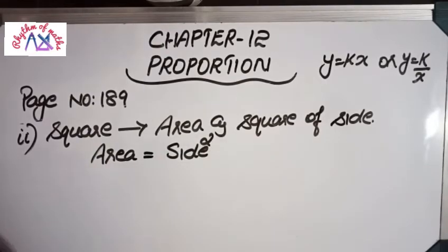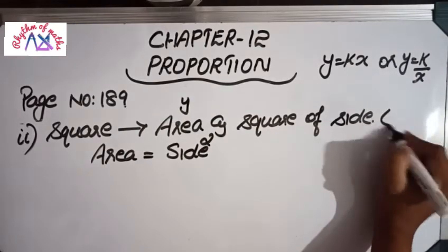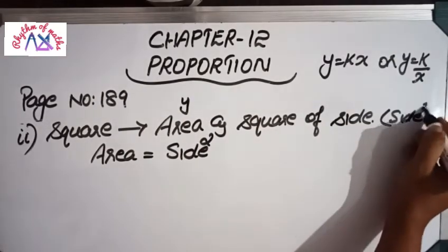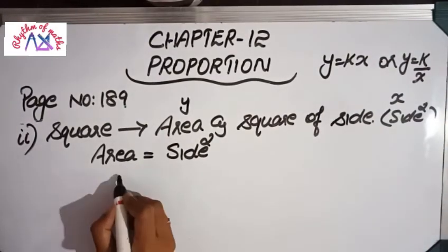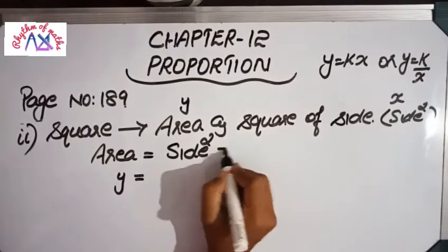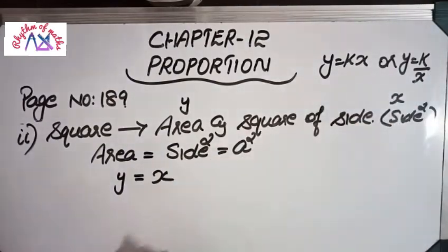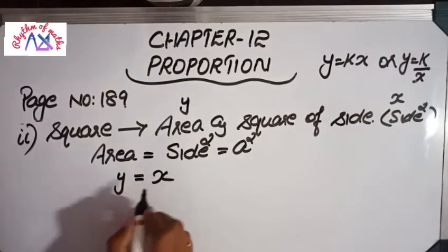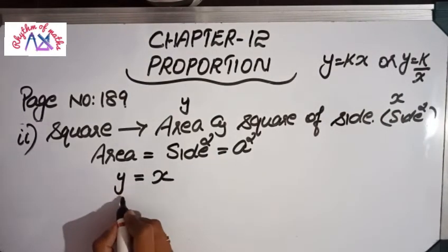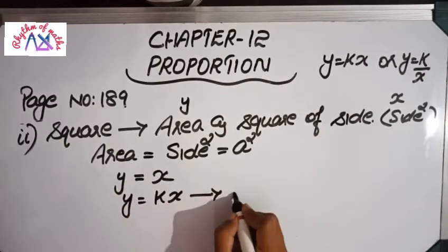This is the equation. So here let's consider area as y and square of side, the square of side means it is side square, this one we can consider as x. So the equation becomes what? y equal to side square means it can be a square also. So y equal to x we got. It satisfies this form or this form? Yes, it satisfies this form. k means here it is no number here. That means we can write it as y equal to kx, and direct proportion.